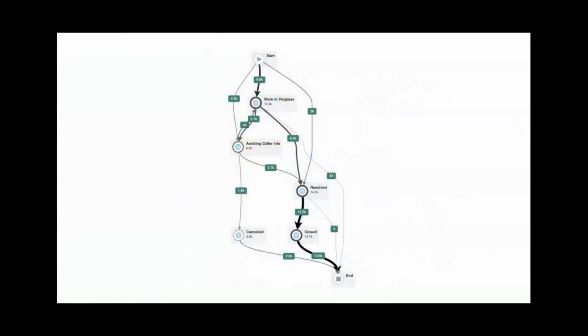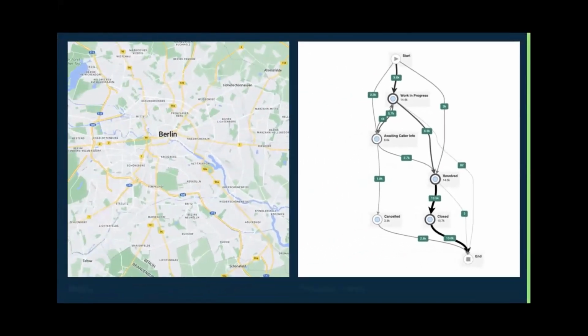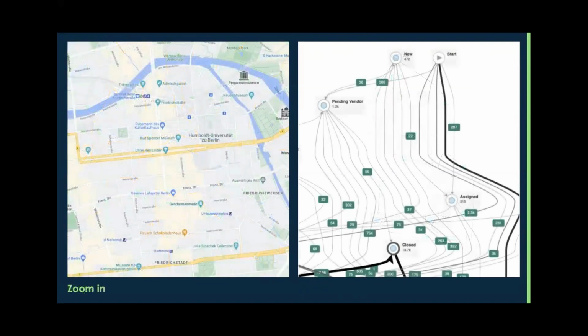If you go into the next one, you have your process map. It is very easy to see that a couple of those incidents or tickets go to work in progress, other ones go directly to waiting caller info, other ones then go to resolved, and to close. So you can really see the flow of your process that is running. And both have similar things. Both have places and paths. Again, on the left side, our map, on the right side, your process map. And what you can do with that is, for example, you can zoom in. You're not only seeing the bigger streets, you can also see the small streets that we have.